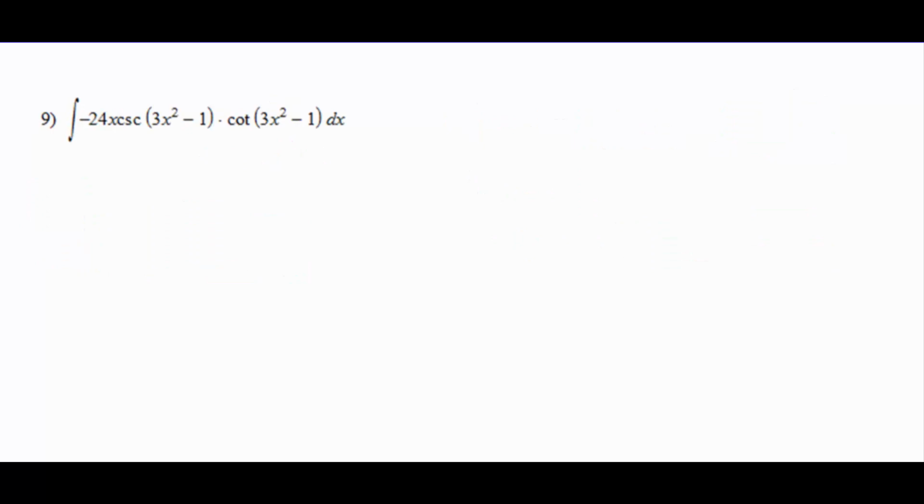And here's another trig function one. Now, this time we have 2 sets of parentheses, but they're both the same, which is important. That actually has to be the case for this problem to work out right. If u is 3x squared minus 1, du would be 6x dx. We're going to do negative 24x divided by 6x and get negative 4 cosecant u cotangent u du.